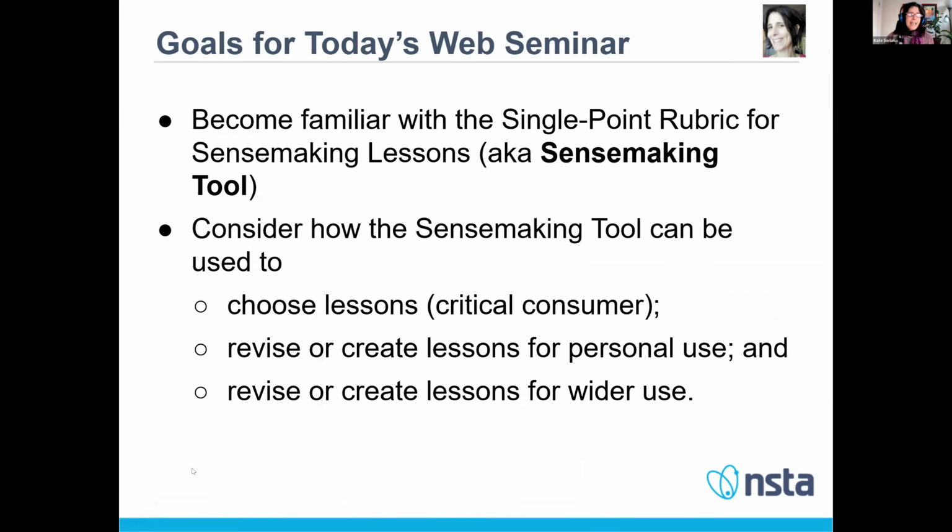So our goals for today, I can't promise you that you'll become an expert with using the Sensemaking tool, but I feel very confident that you'll know where to start, know what the tool is all about, and then really think about the ways you can make the Sensemaking tool work for you to be a critical consumer of lessons, for revising or creating lessons for your own use or for use across your department or across your district.